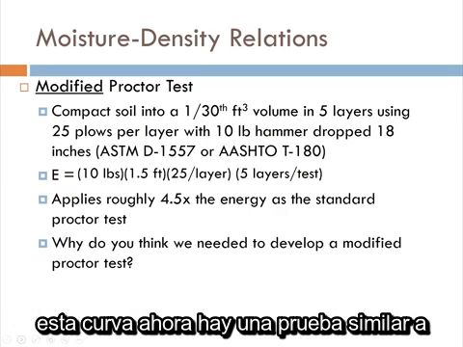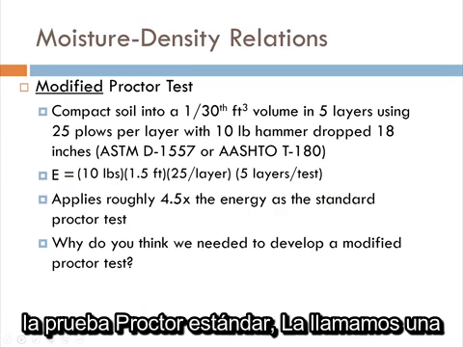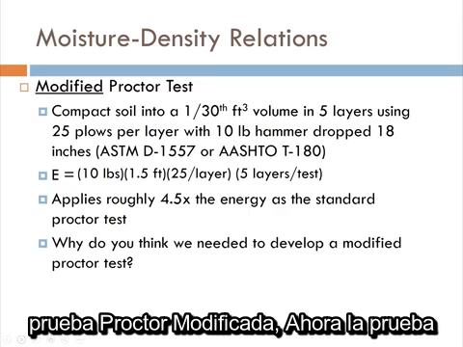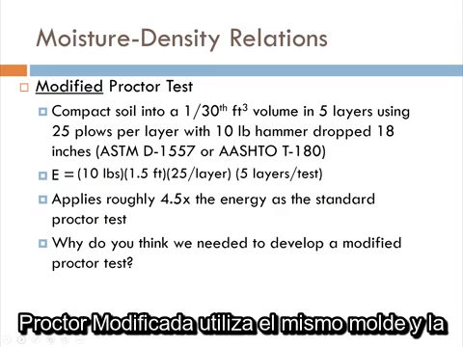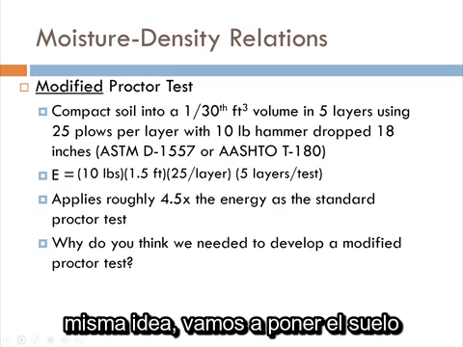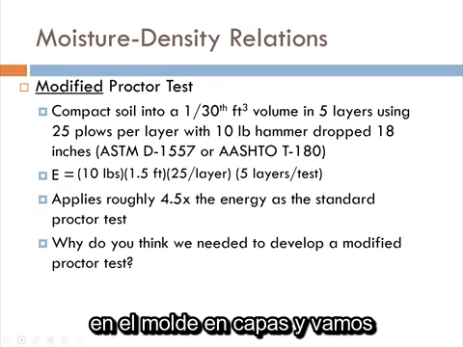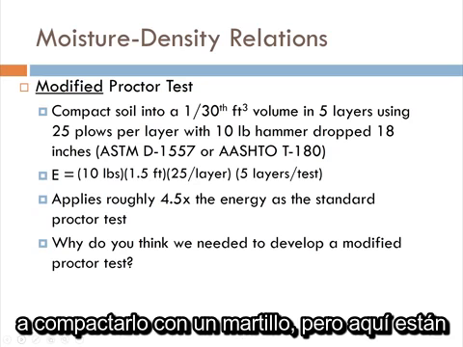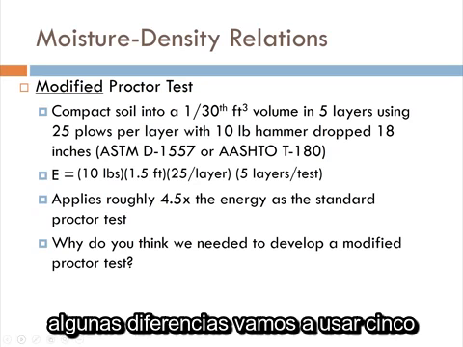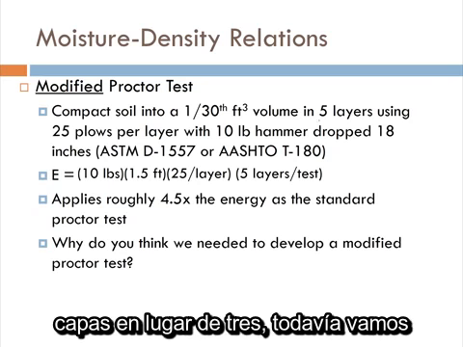Now there's a similar test to the standard Proctor test. We call it a modified Proctor test. The modified Proctor test uses the same mold and the same idea. We're going to put the soil into the mold in layers and compact it with a hammer. But here are some differences. We're going to use 5 layers instead of 3.